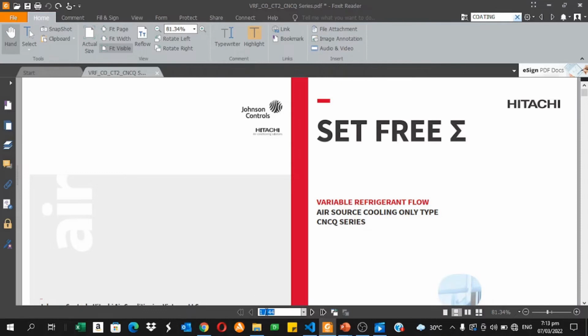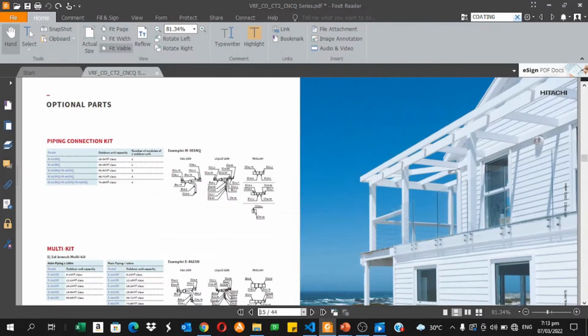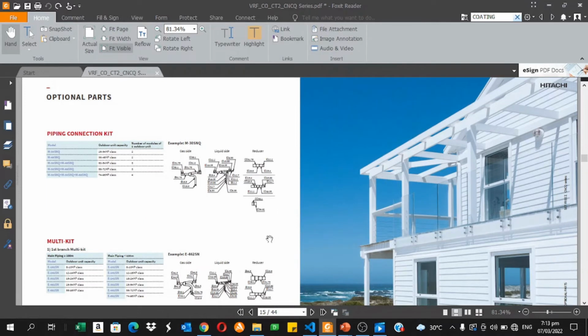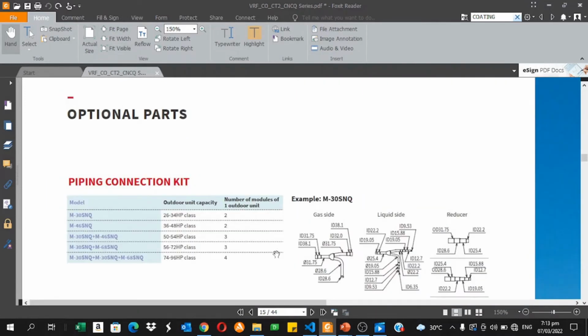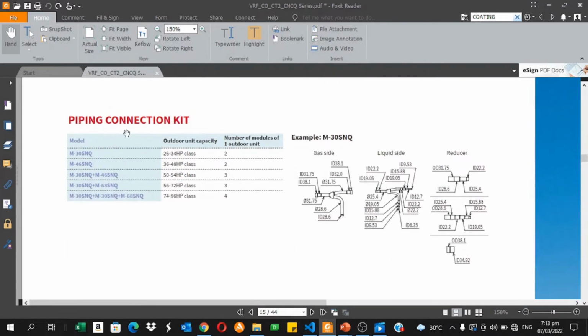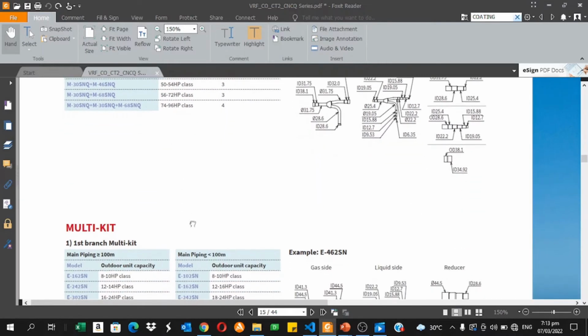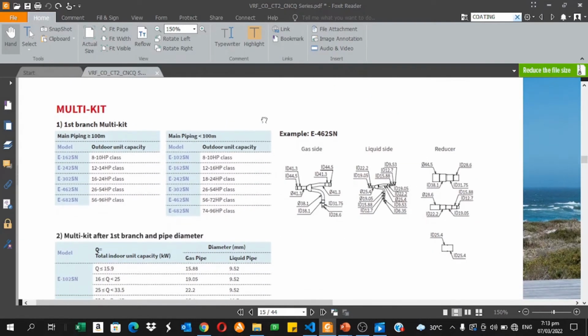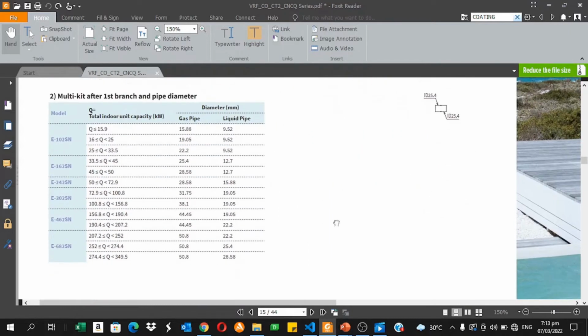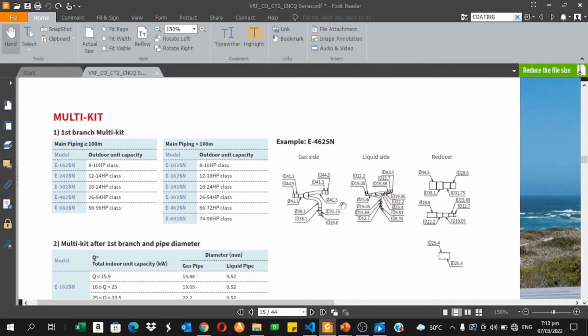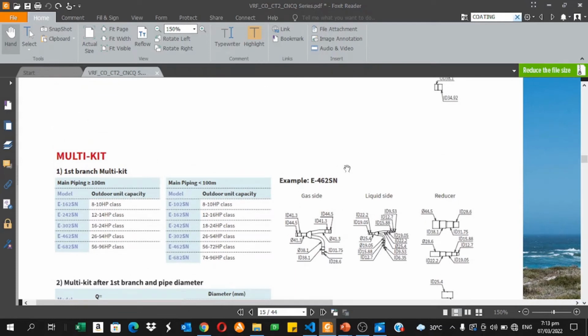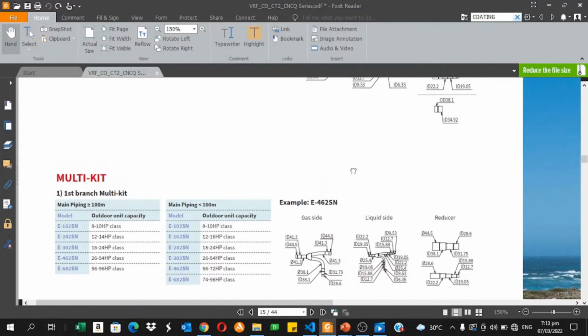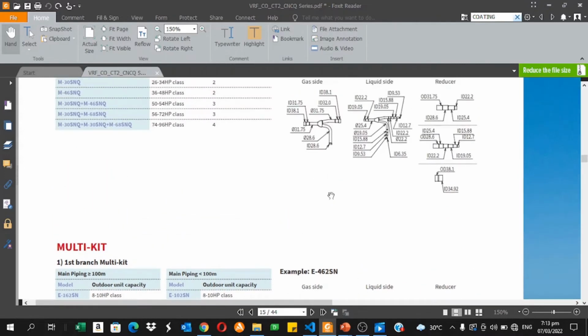I'll just quickly rush to the page where I got the tables. So I got the tables from this page. You can see the piping connection kit, and you can also see the multi-kit. So this is where I got the tables. For the last table, I got that by looking at the specifications of the indoor units. This product catalog is easily accessible. It's something that you can easily find online, so you can just Google it.